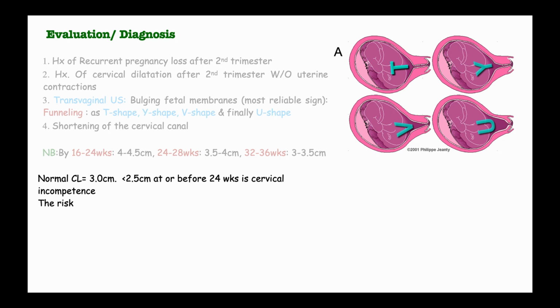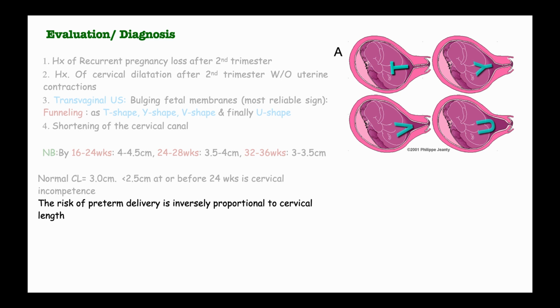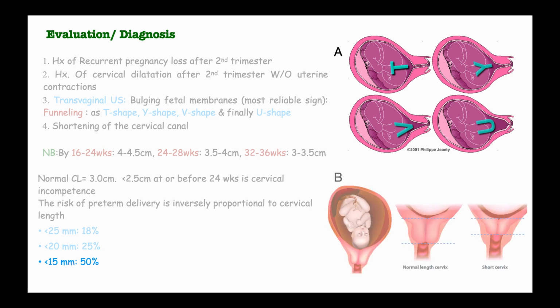Now, an important thing for us to note here is that the risk of preterm delivery is inversely proportional to the cervical length. And so, with a cervical length less than 25 millimeters or 2.5 centimeters, you stand an 18% chance of preterm delivery. If we have a cervical length less than 20 millimeters or 2.0 centimeters, you stand a 25% chance of preterm delivery. And a cervical length below 15 millimeters or 1.5 centimeters stands a 50% chance of preterm delivery.